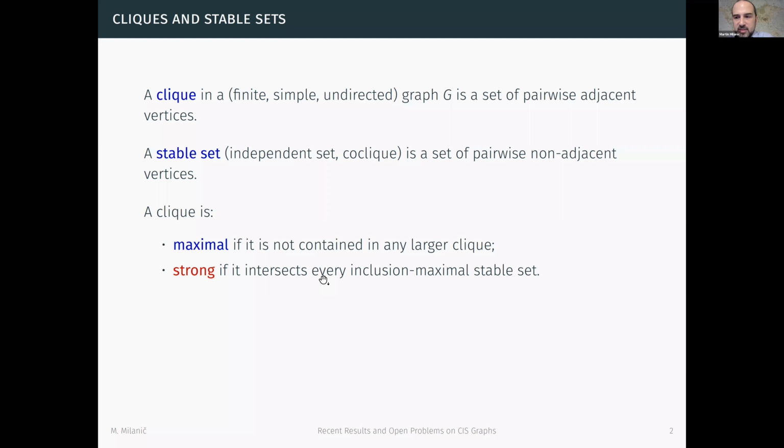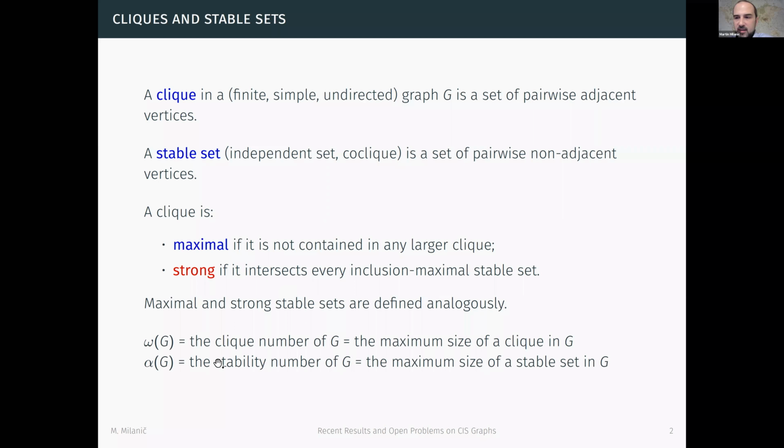And similarly for stable sets, but also an important definition is that a clique will be strong if it intersects all inclusion maximal stable sets. So a clique is strong if it intersects all maximal stable sets. And very analogous definitions can also be made for stable sets. A stable set is maximal if it is not contained in any larger stable set, and strong if it intersects all inclusion maximal cliques, so all maximal cliques. Later in the talk, we'll also use the standard notation for the clique number and the stability number. The clique number is denoted by omega of G and is the maximum size of a clique in the graph. And the stability number is denoted by alpha of G and is the maximum size of a stable set in the graph.